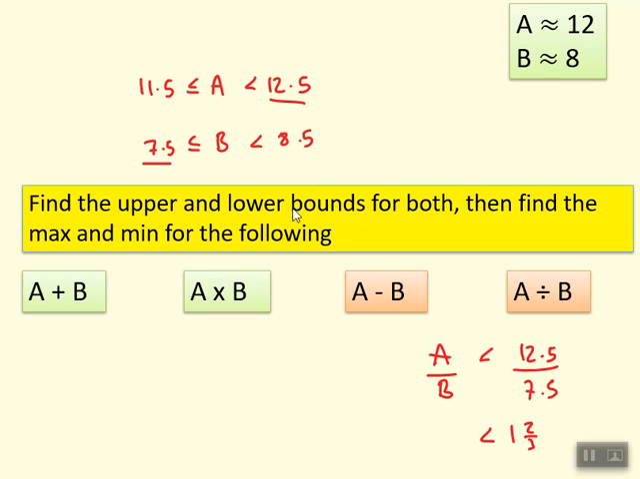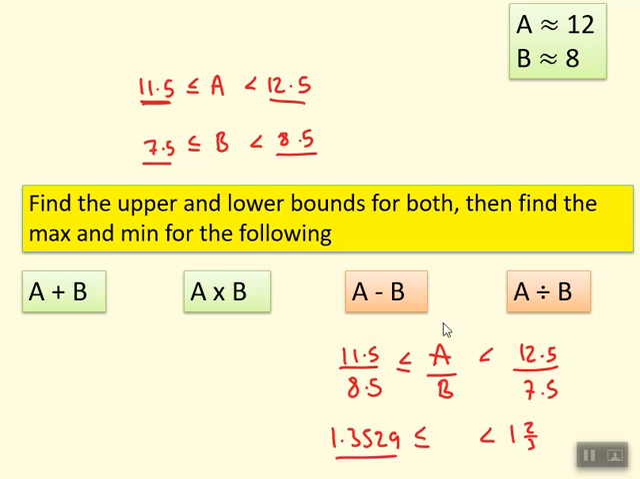And if you want to find the lower bound for A divided by B, you want to start with the smallest number for A and then divide it by the biggest number for B, because if you think about it, that's going to give you a smaller outcome. So that on the calculator is 1.3529 and so on, but that is your lower bound.